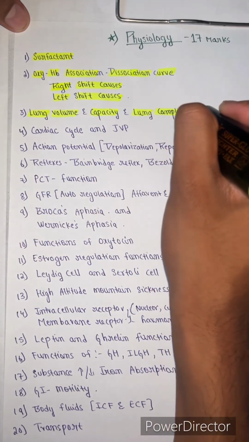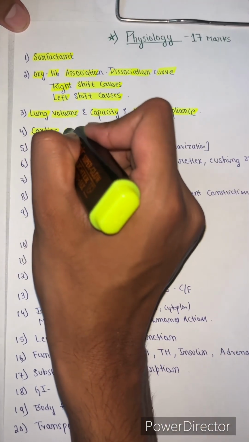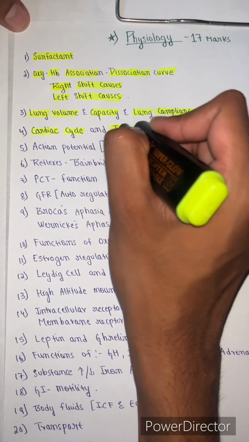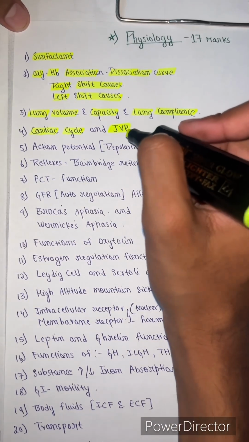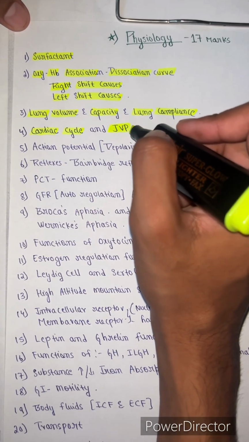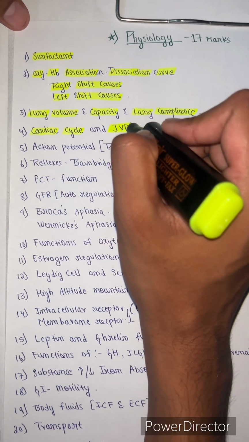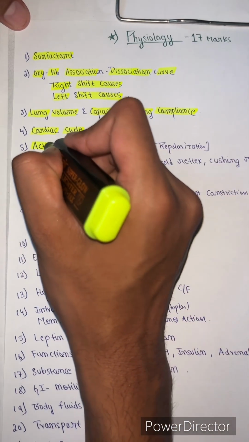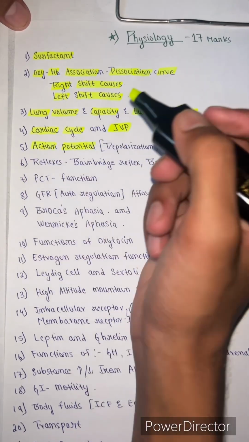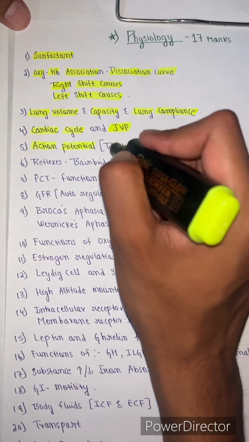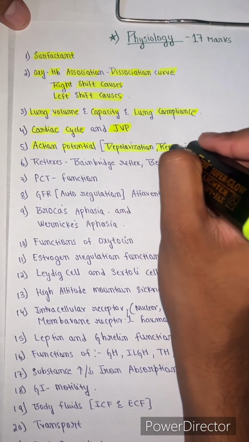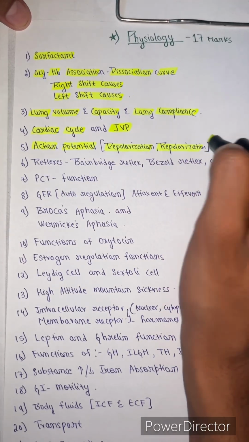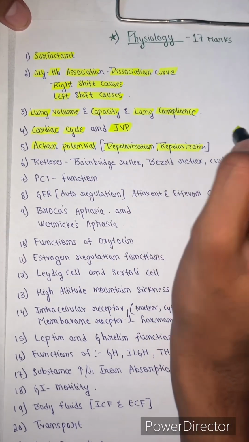Next we have cardiac cycle and JVP. JVP is very important. You should know all the waves like A wave, C wave, V wave, Y descent, X descent. We should know all the findings in JVP. Next we have action potential. We should know that graph, and depolarization is because of which ion, repolarization is because of which ion, and the plateau phase because of what. You should know the action potential graph very well.